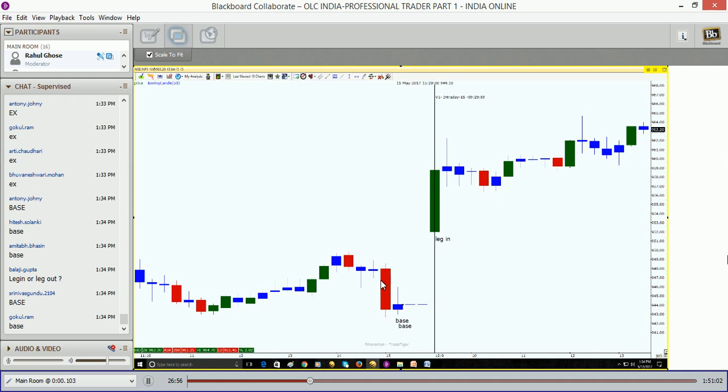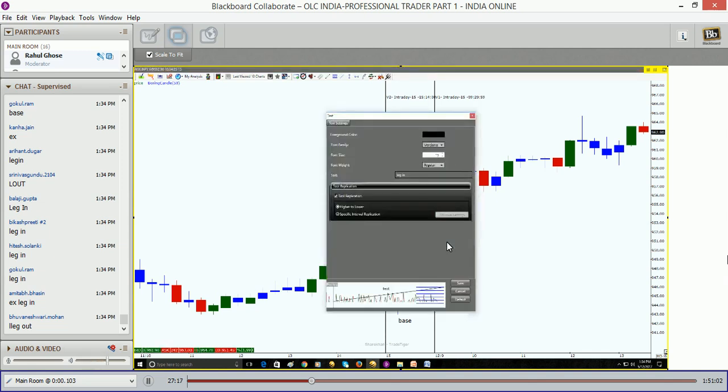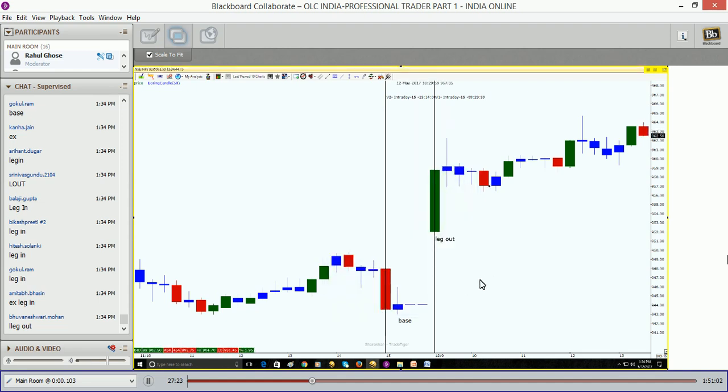What about this candle over here? This is again an exciting candle. Nobody corrected this. This was leg out, guys. I think the lunch effect is settling in. This becomes your leg out. This becomes my leg in.